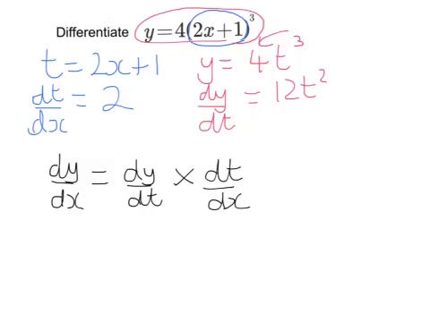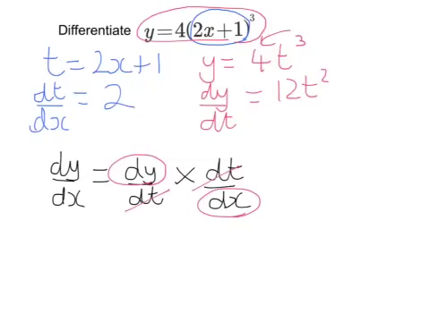Now, in effect, this looks like two fractions multiplied together. They're not two fractions, but if you see, I could cross off the dt and dt. The chain rule acts in exactly the same way, and therefore I'd be left with dy on the top and dx on the bottom. Okay, so let's actually use that chain rule and see what we end up with.